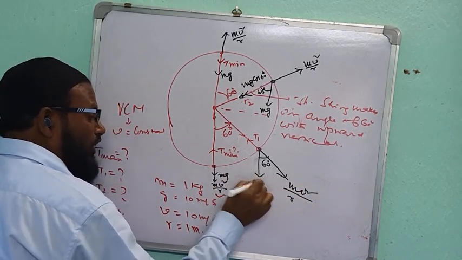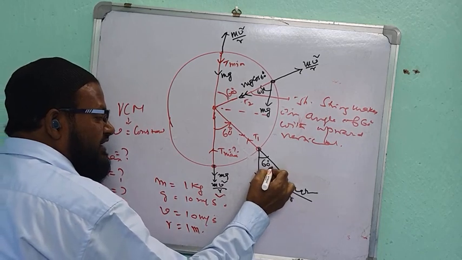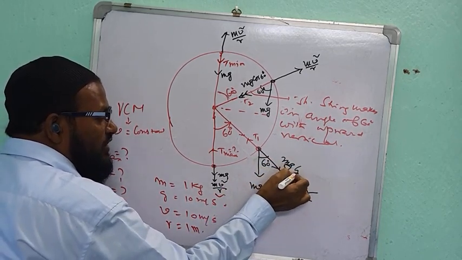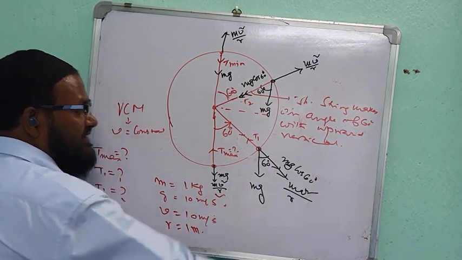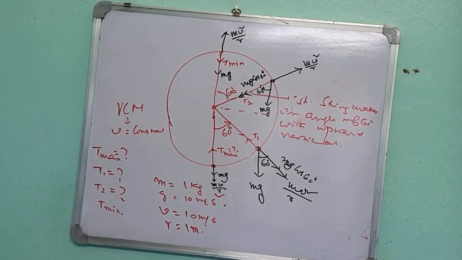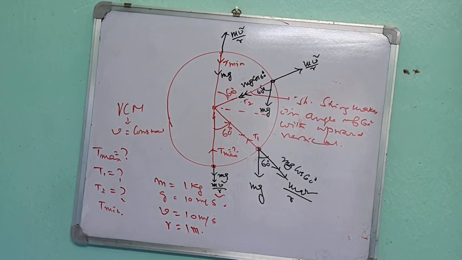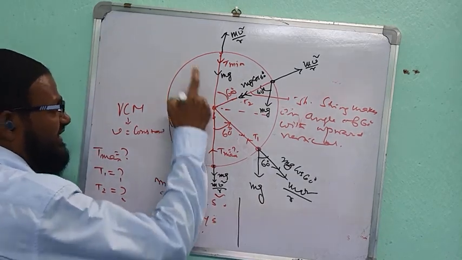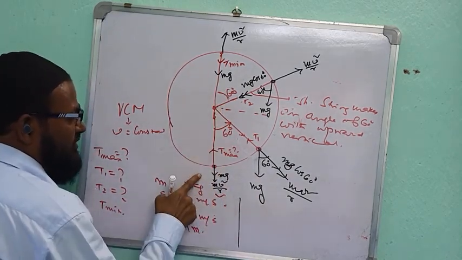What is the component of mg in this direction? The angle is known. The component is the cos component. Please write down. Now, first, what is T max? Let's see here, from the figure. What is the T max from the figure?